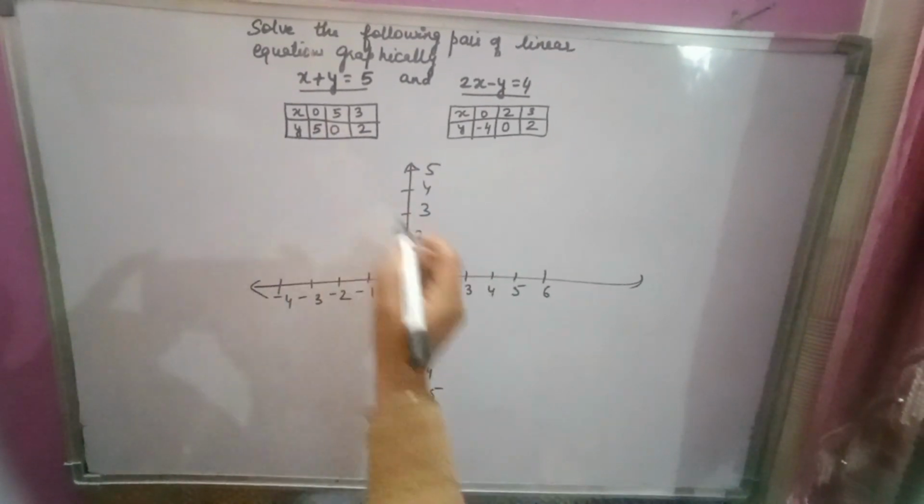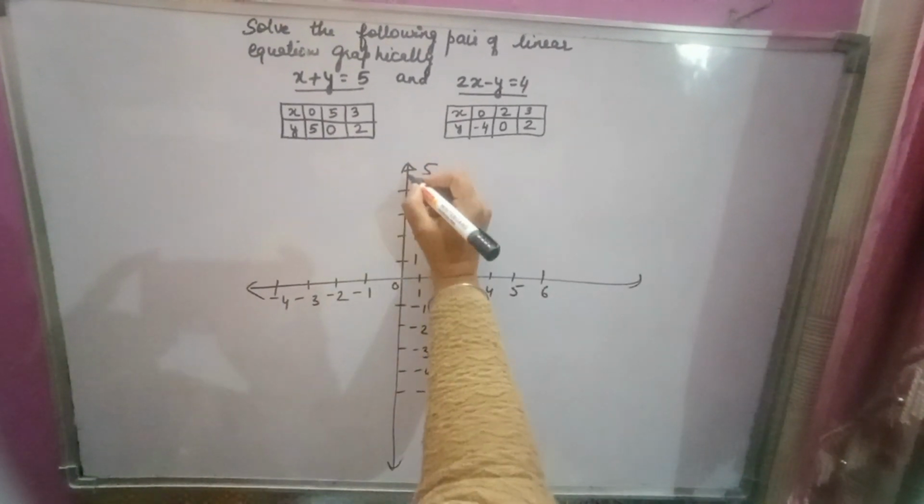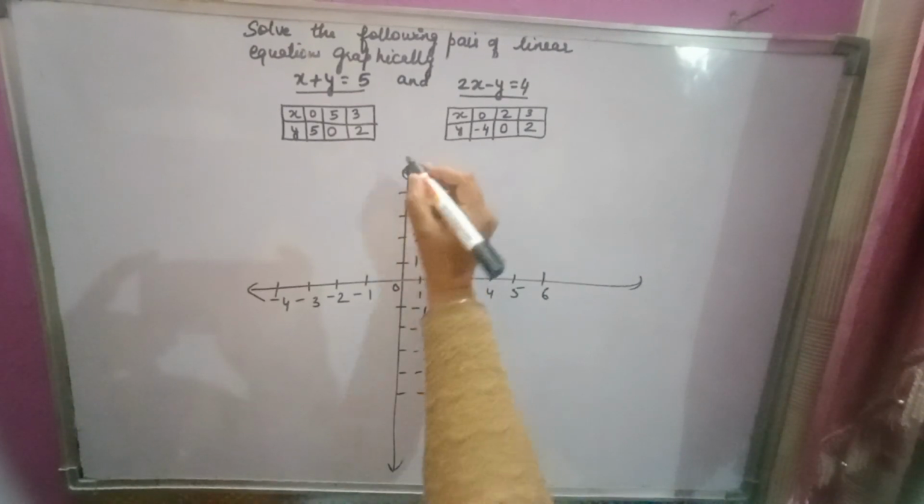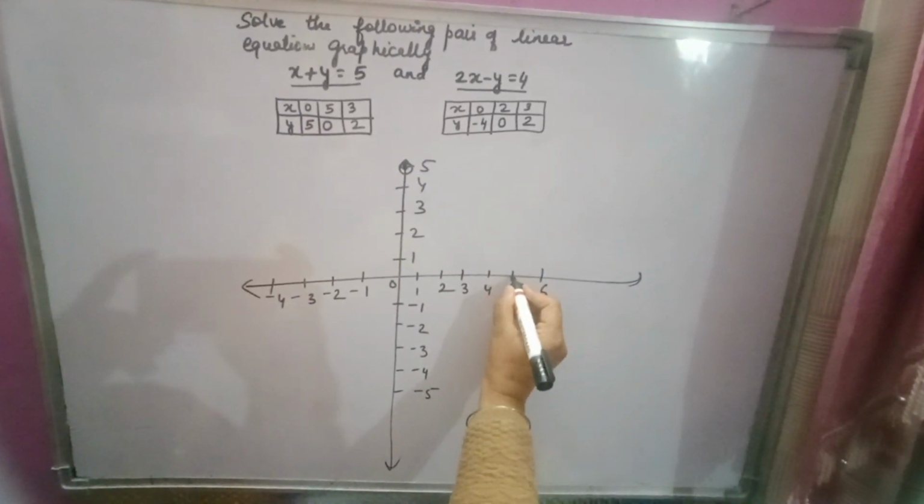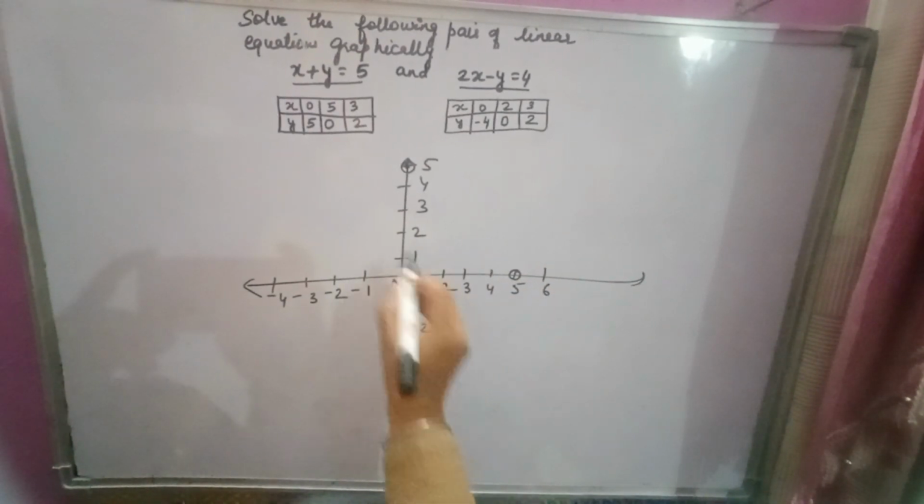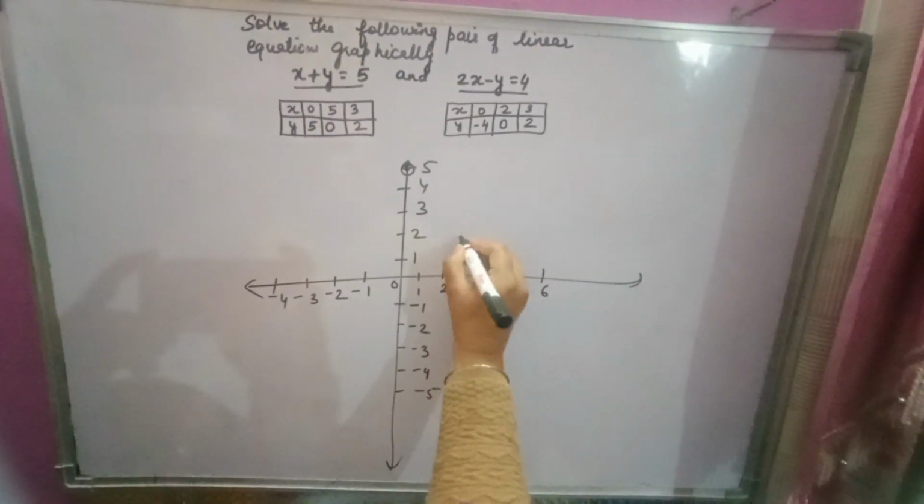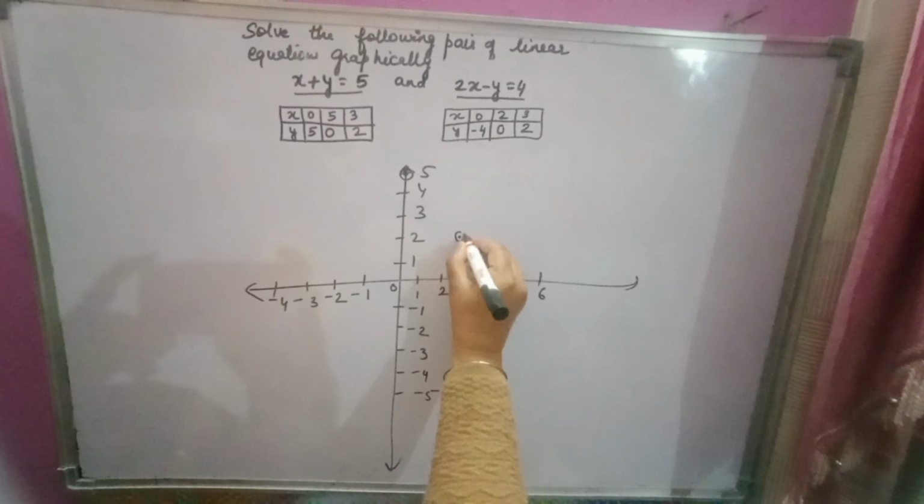Now x is 0, y is 5. So 1 point will come here for this equation. Second is x is 5, y is 0. 1 point will come here. Third is x is 3, y is equal to 2. So 1 point will come here.